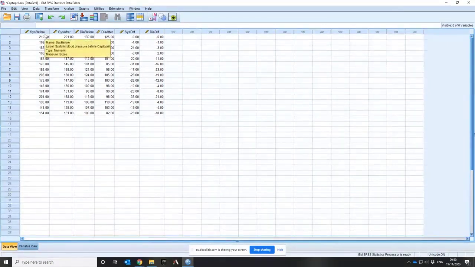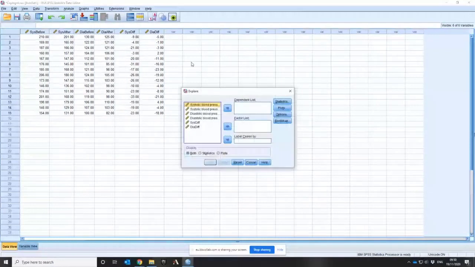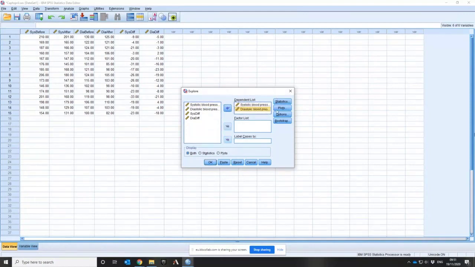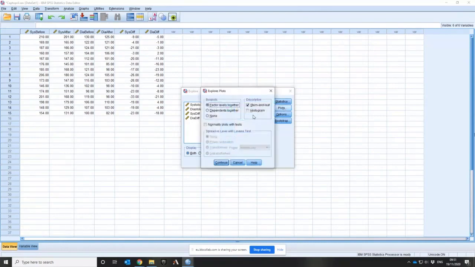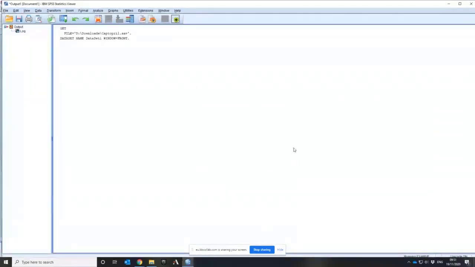I can summarize the before blood pressures. So we can do that. Let's summarize the before blood pressure, both systolic and diastolic before. There's no factors here, so that makes this analysis quite simple. Let's get rid of that. I'll put on the histograms to have a look at it. Press OK.